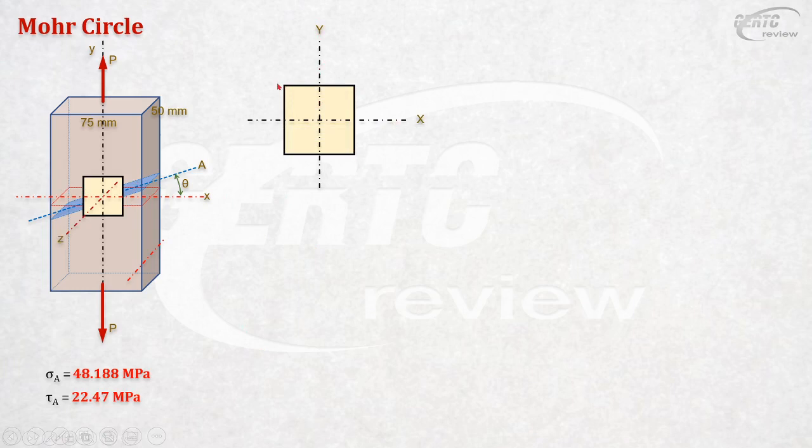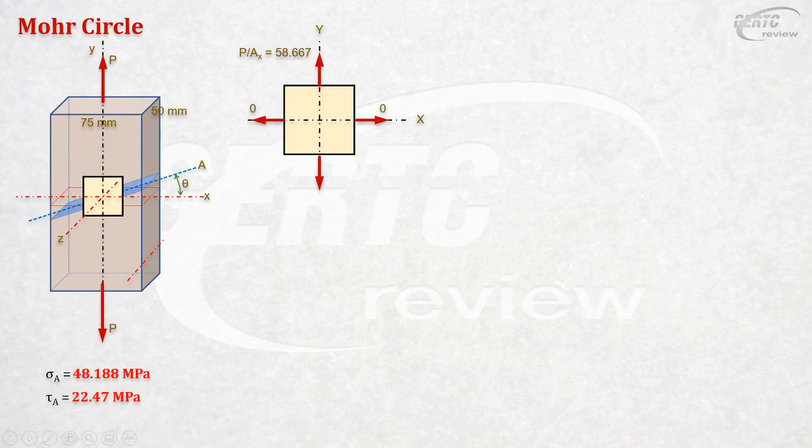Now, on that element, ilagay natin yung stresses caused by the forces. Okay, this force P causes a stress of P over A, yung sigma Y natin kanina. But don't be confused with that X there. Yung kinuwenta natin kanina na P over area na 75 by 50, so that's 58.667. And that is acting along vertically, along Y. Then, there is no force here. There is no force causing stress. So there is no stress there. Zero siya.